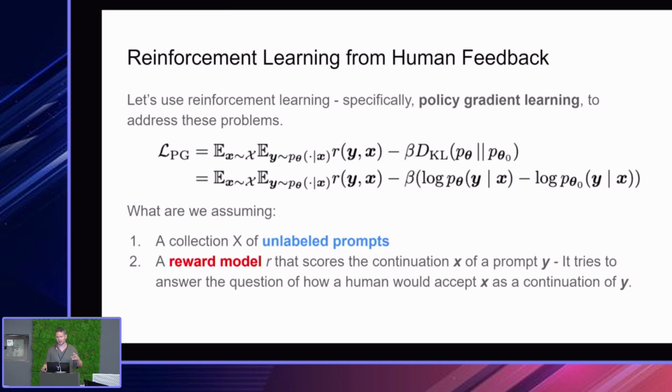And in practice, of course, there are lots of tricks because we have to approximate that expectation. We have to control those gradients in various ways. We'll talk a bit about those toward the end of the lecture. So basically, we're assuming two new things. First, a collection of unlabeled prompts. So where do we get those? Well, it's kind of a hard thing.